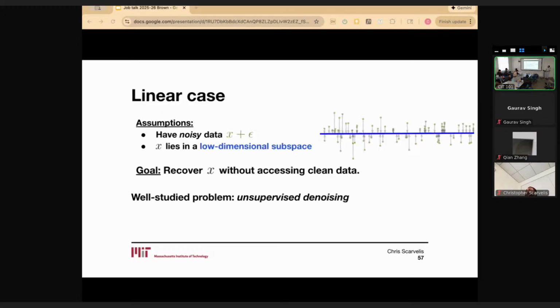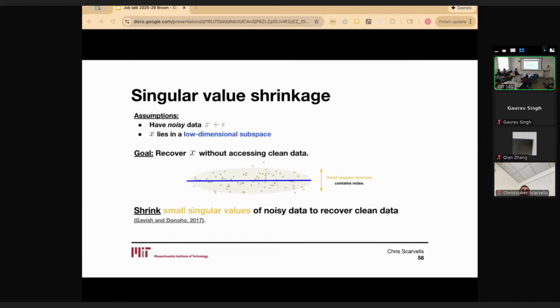Okay. I want to build intuition on a very special case of our problem. So suppose for now that we're dealing with a very simple instance of a manifold, just a low-dimensional linear subspace. Suppose also that we can only access data that lies approximately in the subspace, which we're going to model by adding noise to our data. Our goal is going to be to learn a denoiser that can recover clean data without ever seeing any, whether that be at training or at inference time. Now, this turns out to be a well-studied problem called unsupervised denoising.